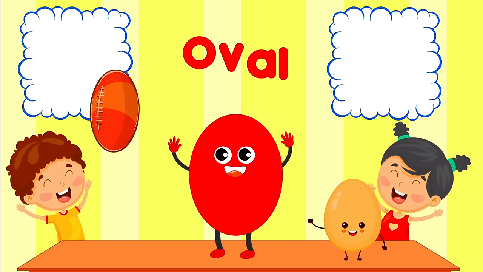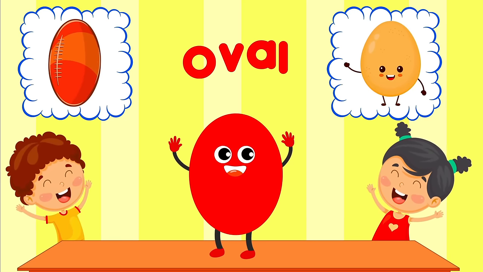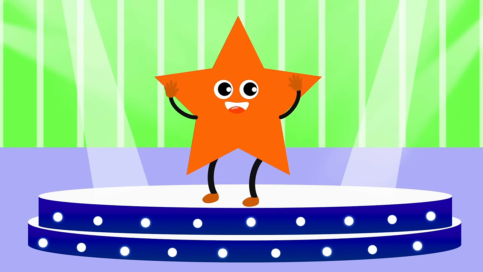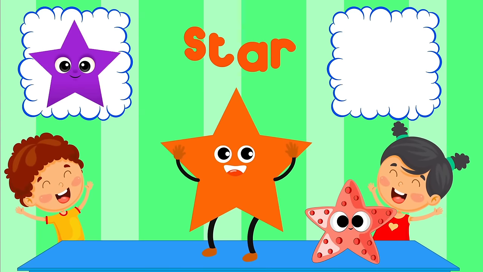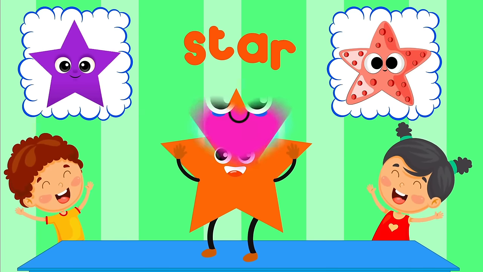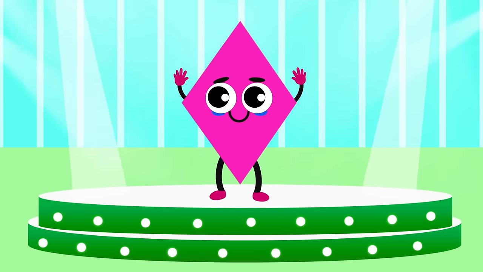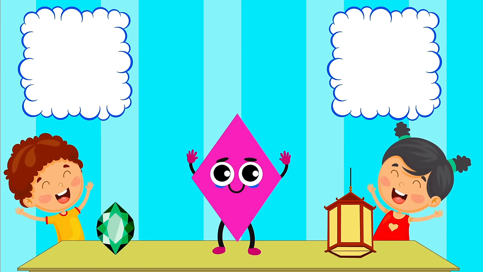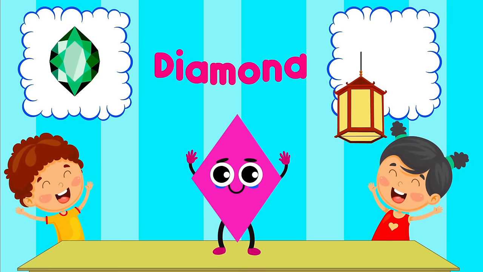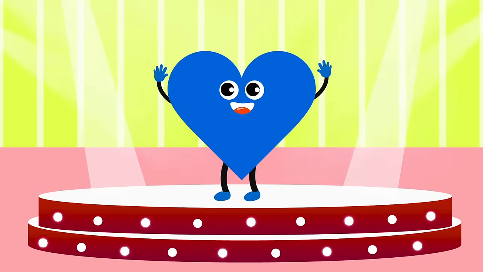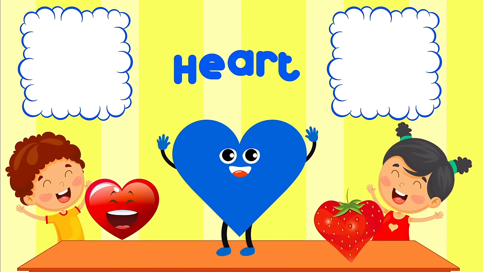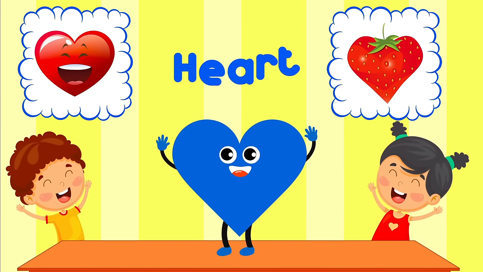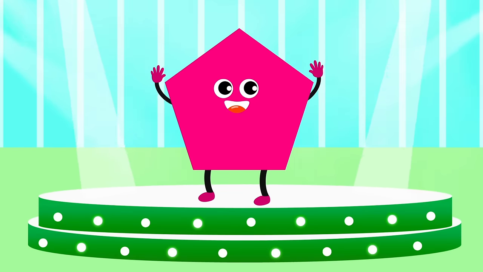No sides. Oval. I'm a star. Let's count my sides. 1, 2, 3, 4, 5. I'm a pentagon. I have five sides.